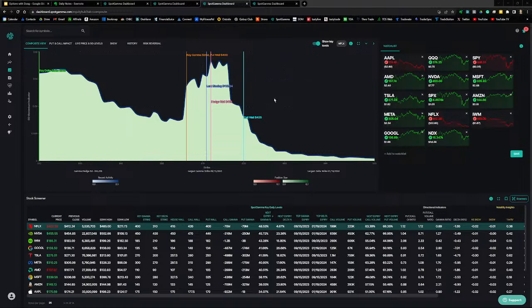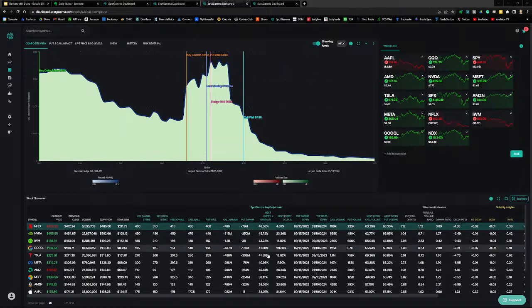So we see here Netflix. I do not have Netflix in Bookmap, but we can see that this is at the top of the list at 48.5% gamma. What this composite view is showing, green shading indicates call domination, and light green shading indicates some call domination throughout the price range shown on this chart.